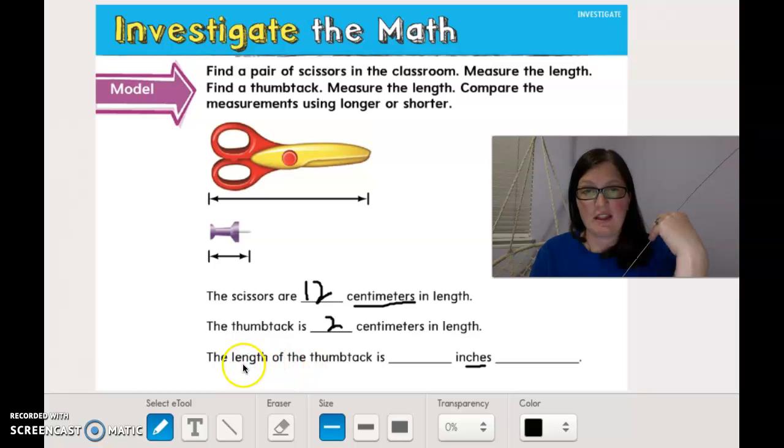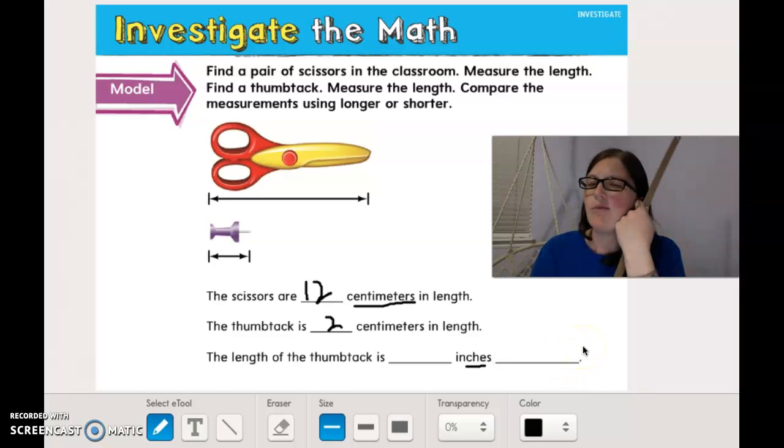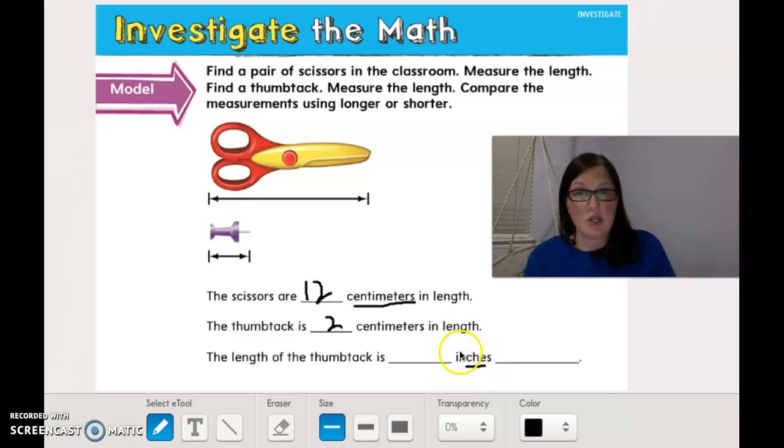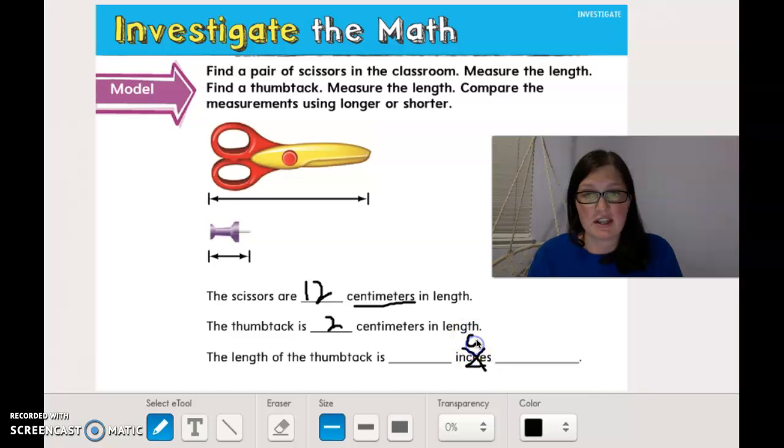The length of the thumbtack is blank inches, and then we're going to say longer or shorter. I wonder if they meant to write centimeters there. I'm going to say yes. So I'm actually going to just cross that out. And we're going to change it to centimeters because it doesn't make sense to change measurements.